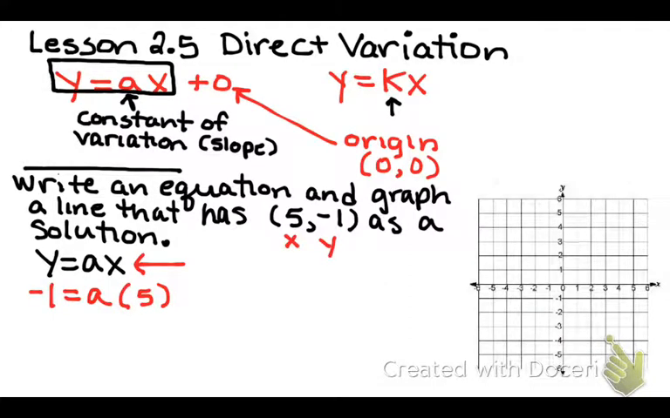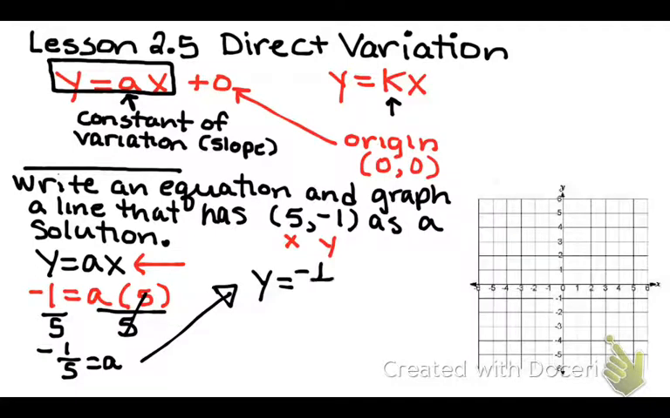In order to isolate a, we're going to divide both sides by 5. So -1/5 equals a. We'll put our slope or constant of variation back into our equation, so y equals -1/5 x, and now we're ready to graph.